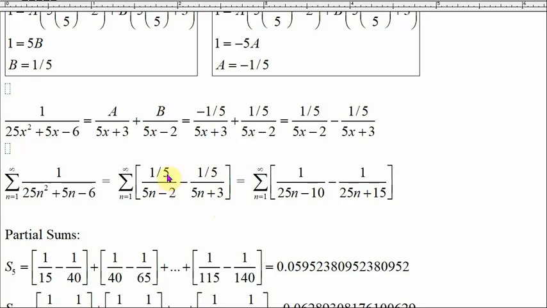So multiply by 5, we get 1. Multiply by 5, we get 25n minus 10. And then same thing here, multiply by 5, we get 1. Multiply by 5, we get 25n plus 15. And now let's form some partial sums.